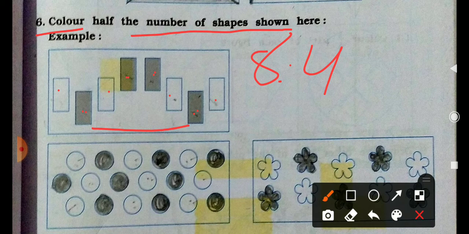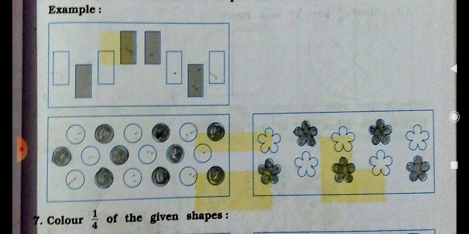So here is the ball. First count how many balls are here. 1, 2, 3, 4, 5, 6, 7, 8, 9, 10, 11, 12, 13, 14, 15, 16, 17, 18. 18 का हाफ कितना होता है? 9. So 9 boxes, 9 circles that you have to do the color or pencil shade like this I did here. Okay, now see the next.